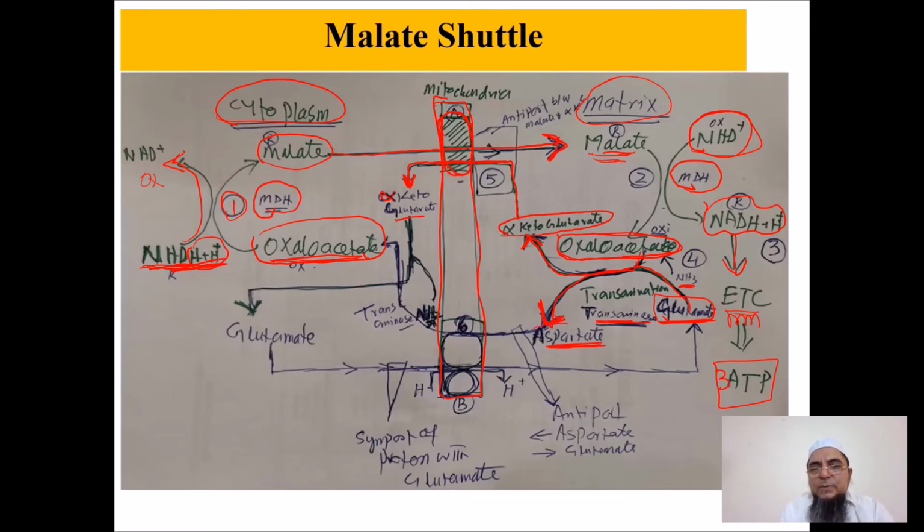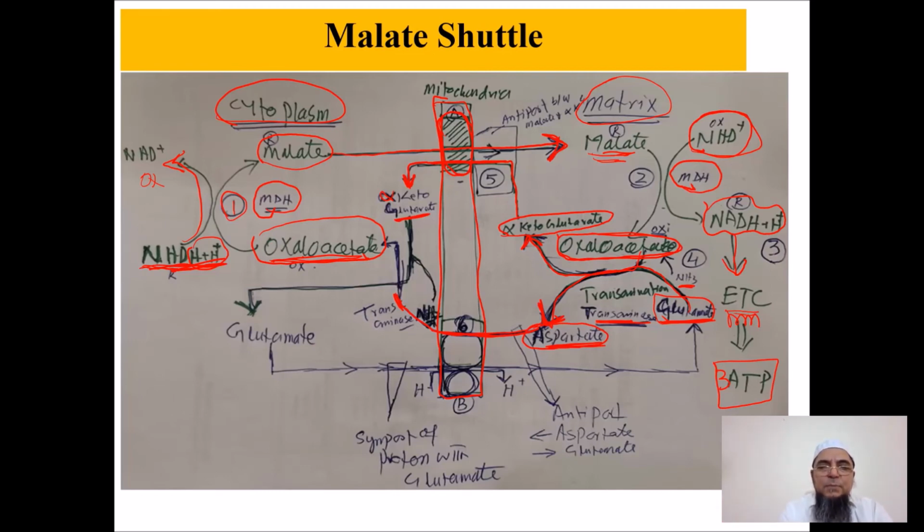What will happen to this aspartate? Yes, very good. This aspartate will also cross the mitochondrial membrane through this channel, and then it will enter into the cytoplasm. Now we have aspartate in the cytoplasm, and we have alpha ketoglutarate in the cytoplasm. Clear, guys?